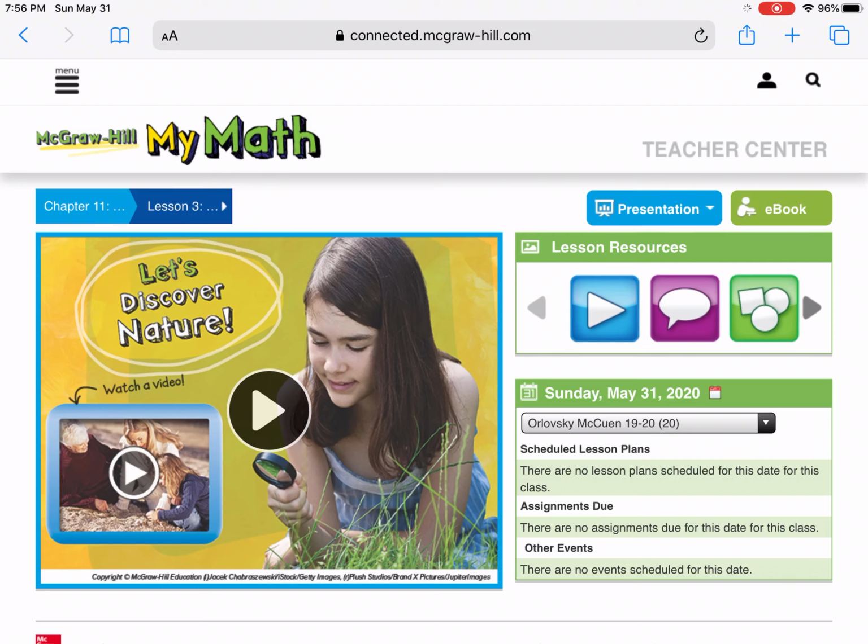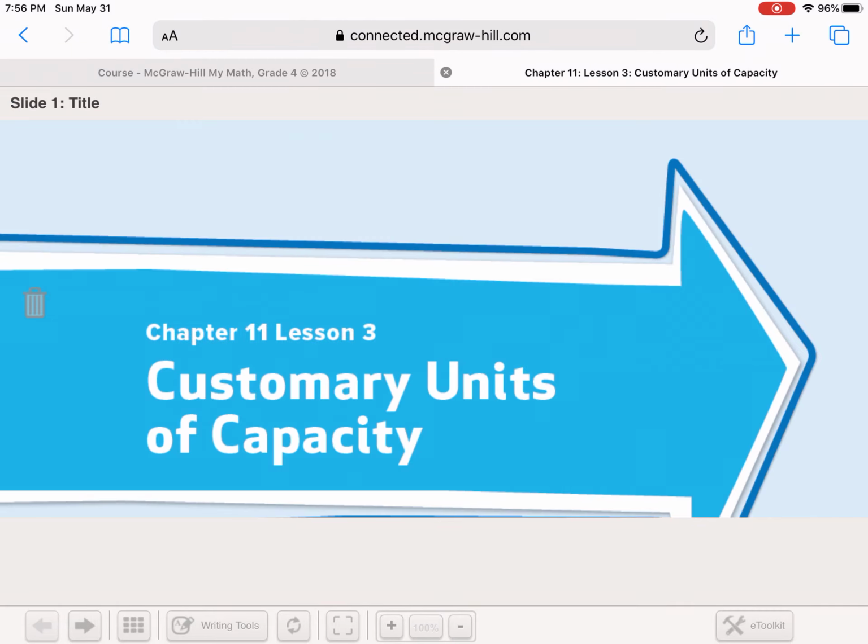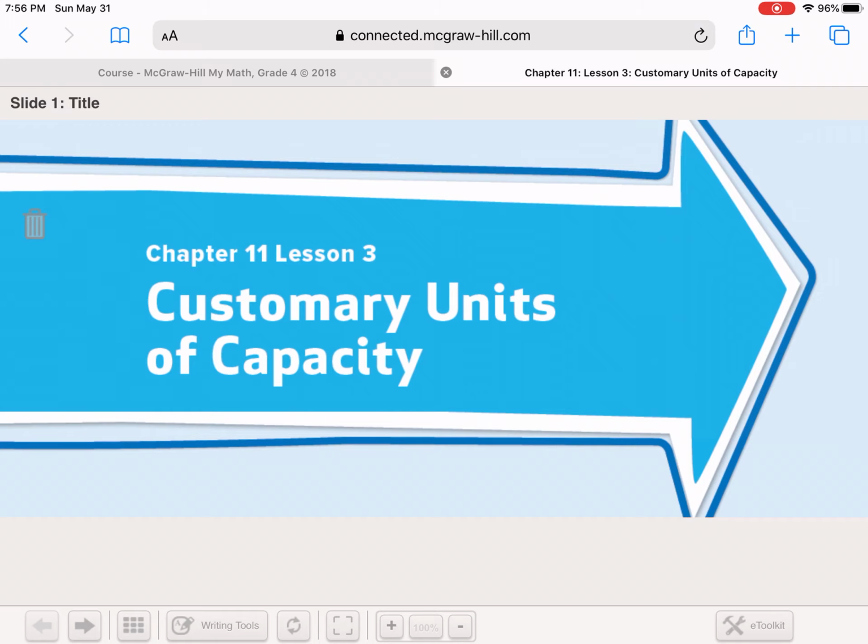Chapter 11, Lesson 3. Customary units of capacity, how much something holds.